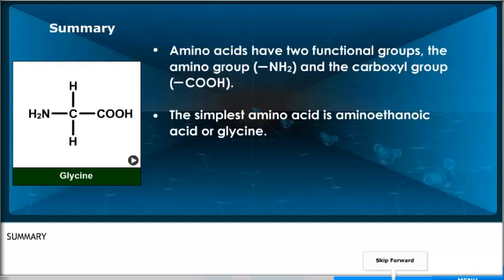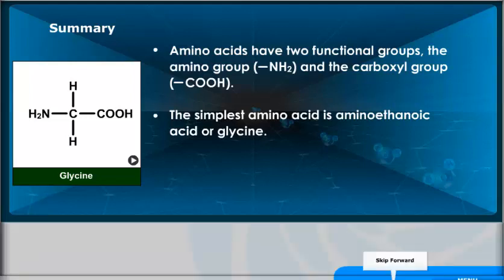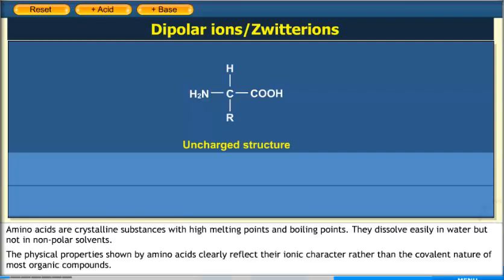Summary. Amino acids have two functional groups, the amino group and the carboxyl group. The simplest amino acid is aminoethanoic acid or glycine. Amino acids are crystalline substances with high melting points and boiling points. They dissolve easily in water but not in nonpolar solvents. The physical properties shown by amino acids clearly reflect their ionic character rather than the covalent nature of most organic compounds.